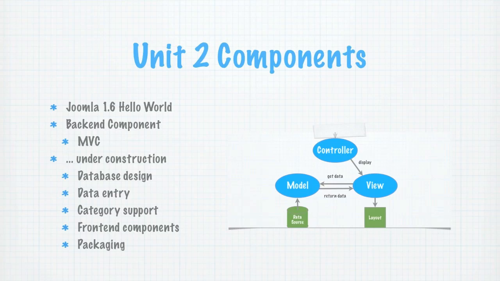Then we'll dig into database design and how to get that information into the database using a backend component. Over the coming months, we're going to add more content to this unit, looking at how categories work in Joomla. We'll build a front-end component to complement the work we've done in the back-end, and we'll finish up with how to package your extension to share with the world.